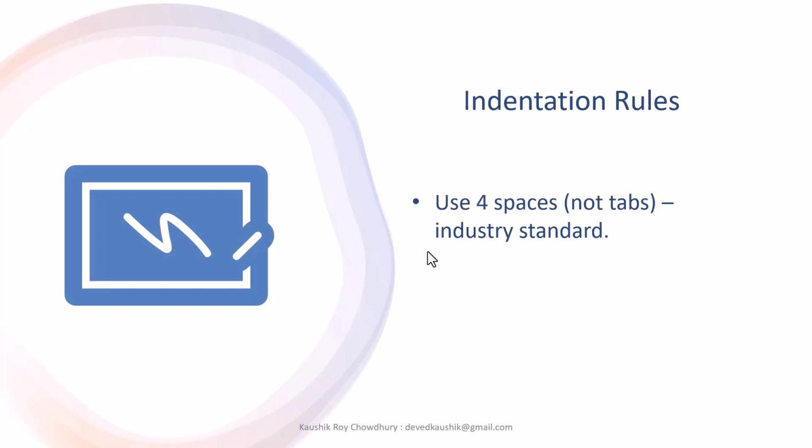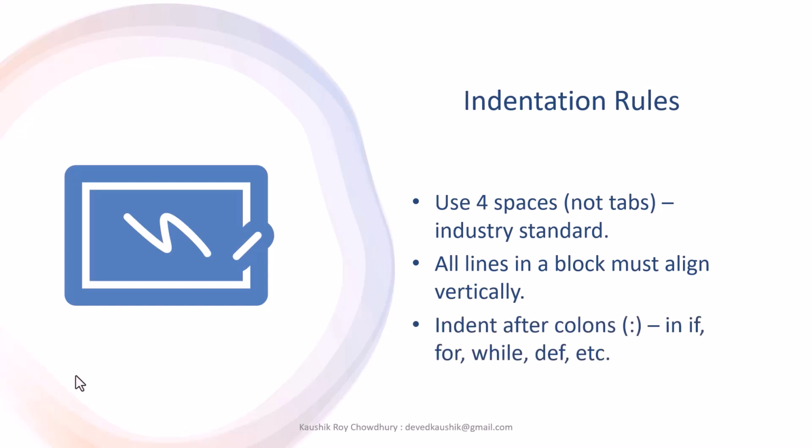So just like I said, stick to 4 spaces per level of indentation. Now mixing tabs and spaces is a common source of errors. VS Code can be configured to insert spaces automatically, which helps maintain consistency, which I'll be covering in some detail through a resource on this lecture, and it will be touched on briefly in one of the upcoming slides in this lecture. Now, indent after colons in if, for, while, and def.